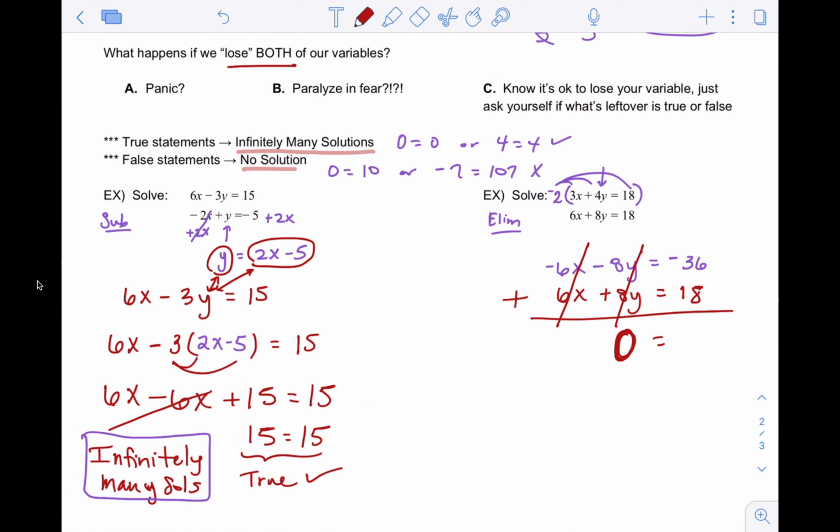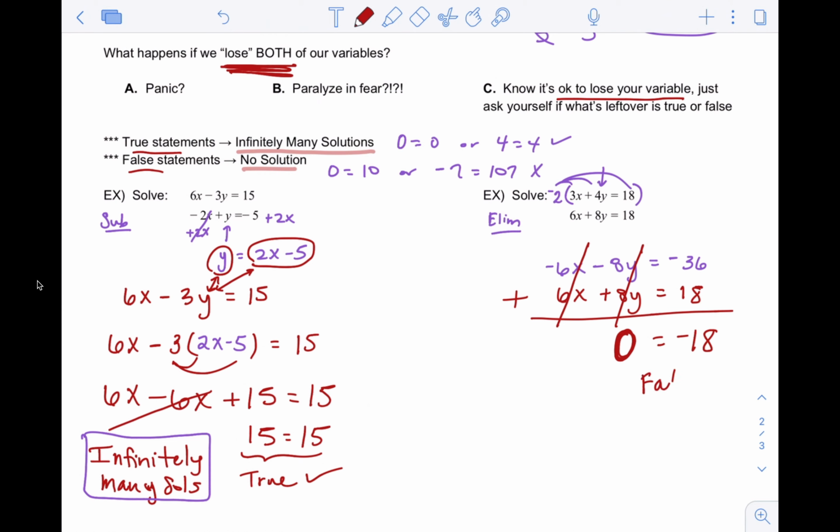On the right-hand side, I have negative 36 plus 18. Well, that is negative 18. Oh no, I've lost both of my variables. Do I panic? No. Do I paralyze in fear? No. Remember, it's okay to lose your variables. Just ask, is what you have left true or false?